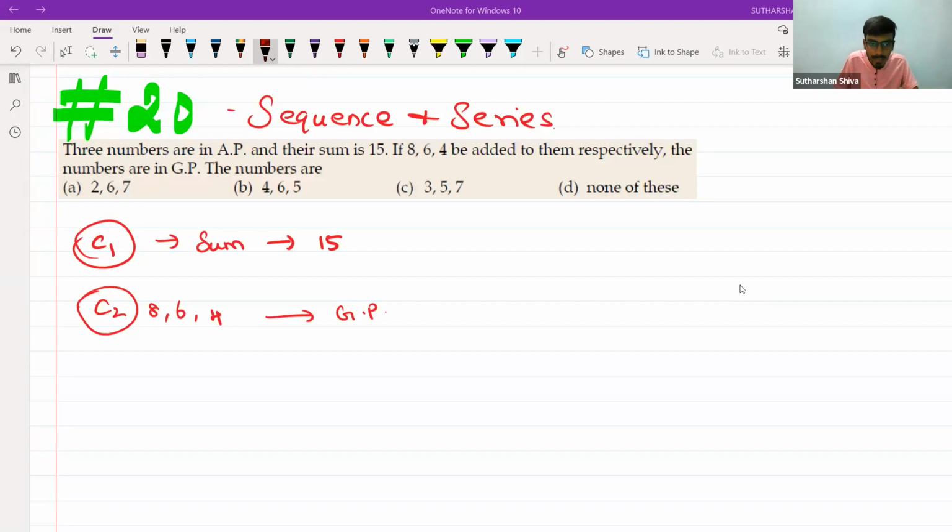Three numbers are in AP. Their sum is 15. They are given that 8, 6, 4 are added to them respectively, and then the numbers are in GP.